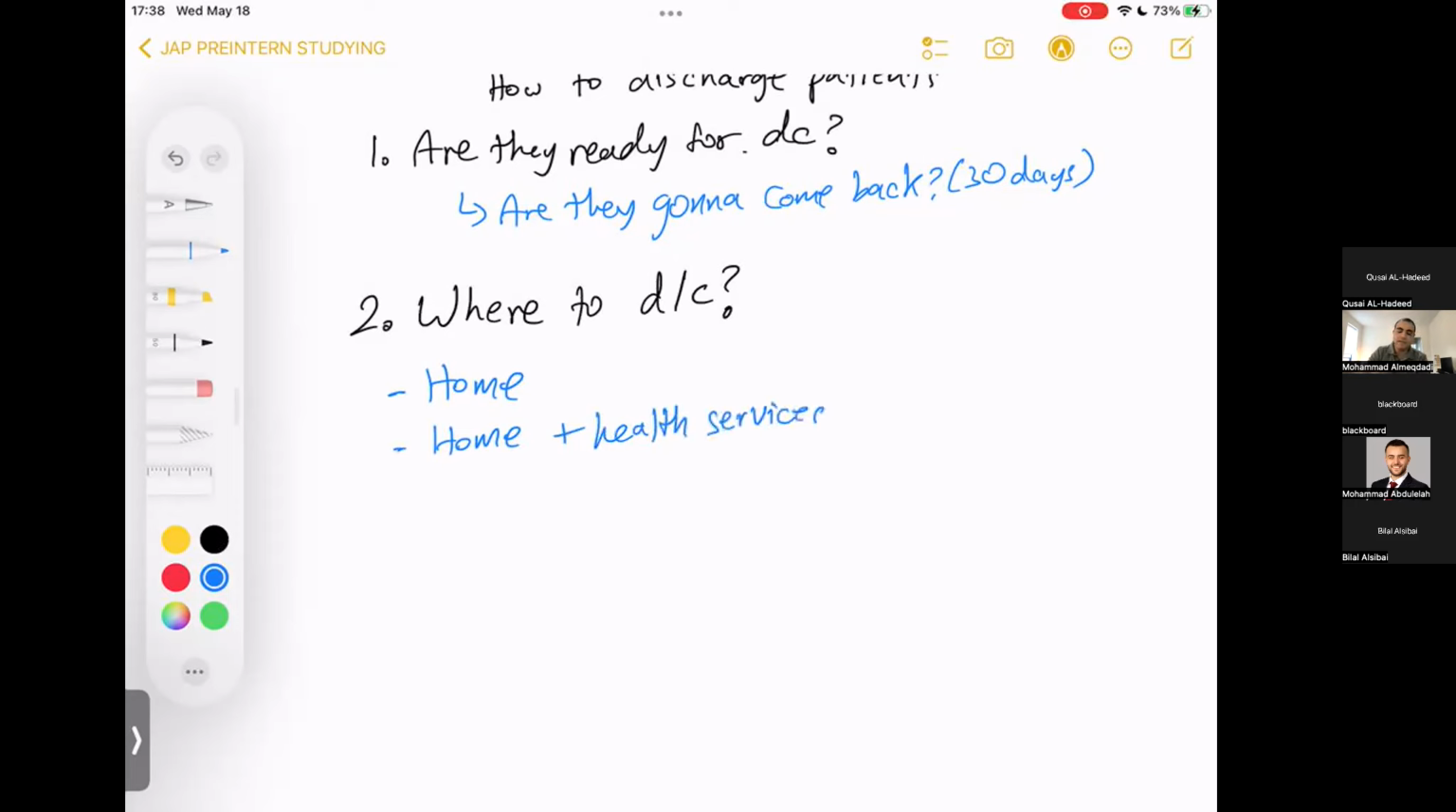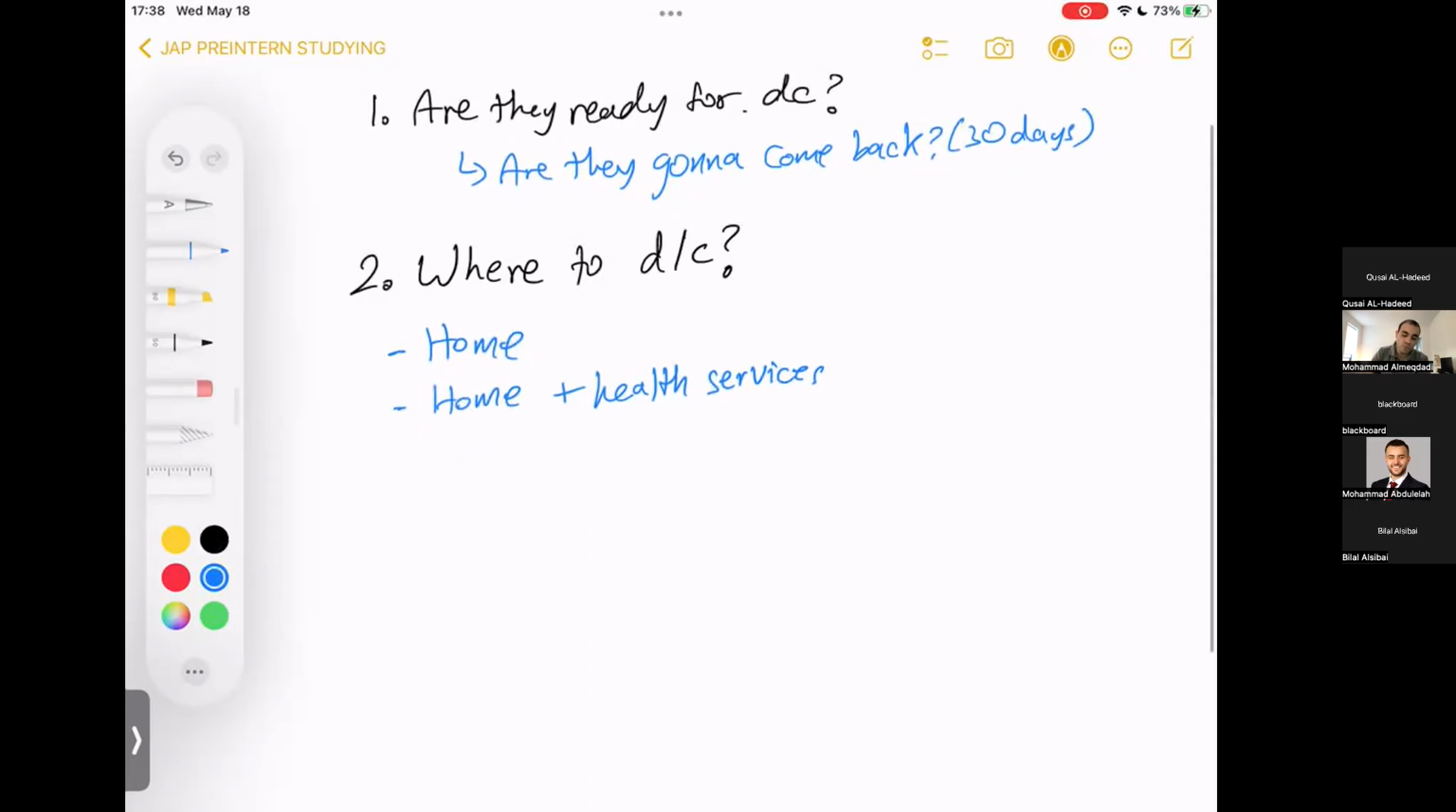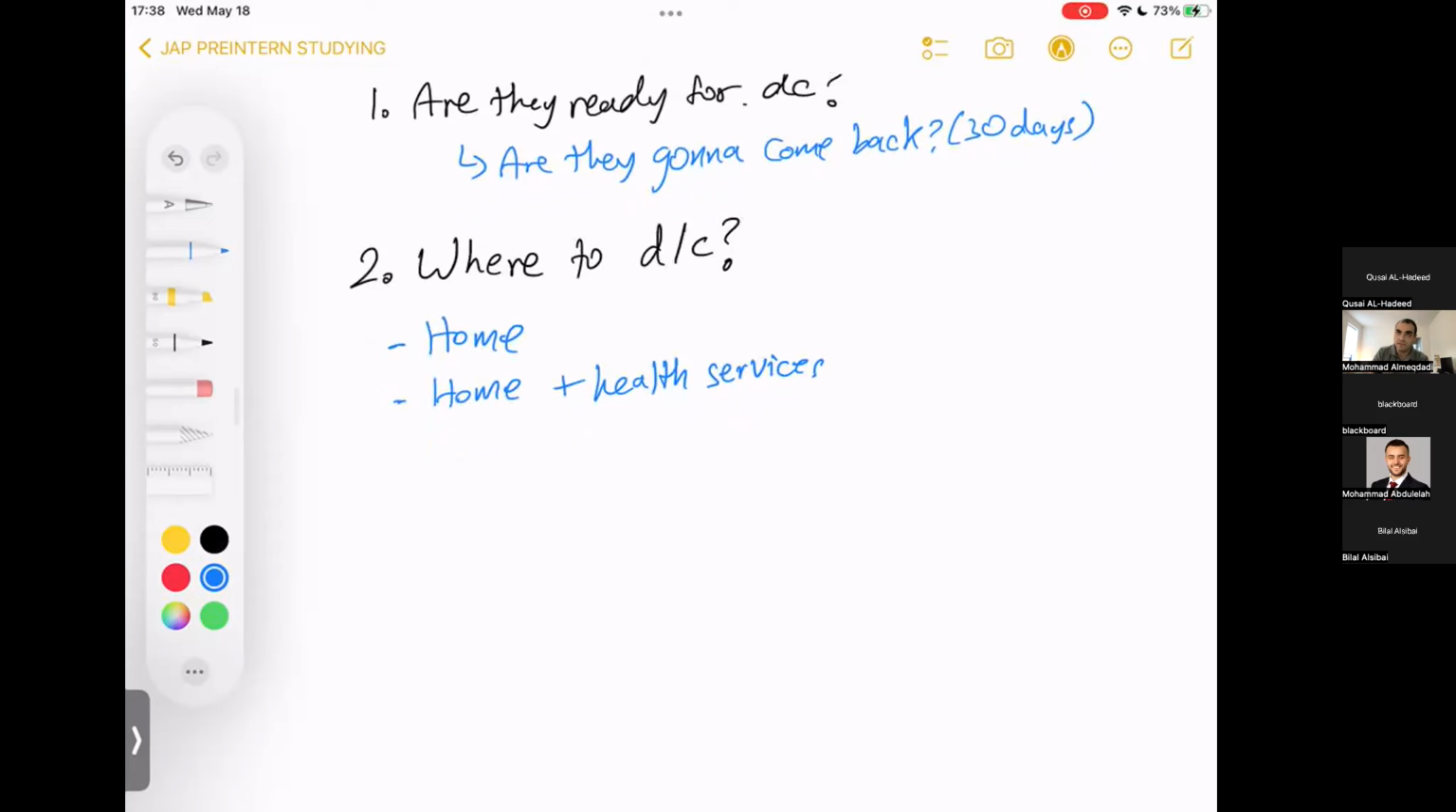What does health services mean? It means that you schedule some companies that are responsible to take care of patients, where they send nurses, visiting nurses, to the patient's house, okay? And the nurse is able to draw blood, is able to give IV medications, is able to measure blood pressure, measure weights, a lot of things, okay? So if you think that the patient needs some sort of services, you can send them home with these health services, okay? And you really have to determine what services.